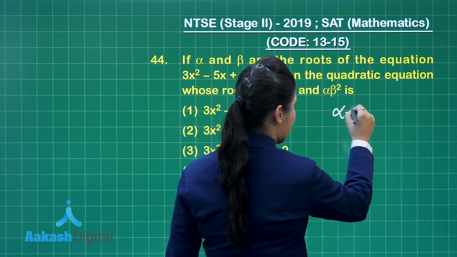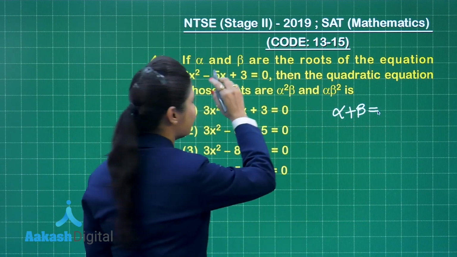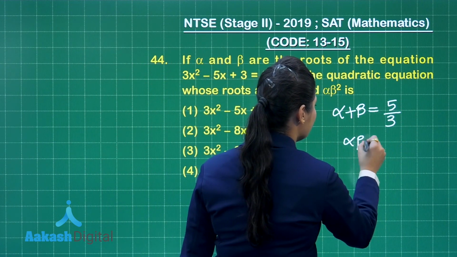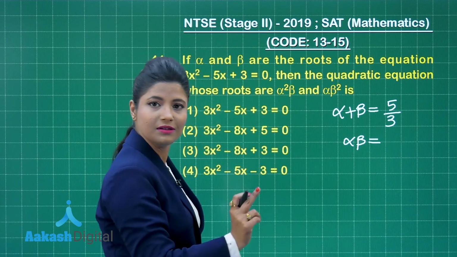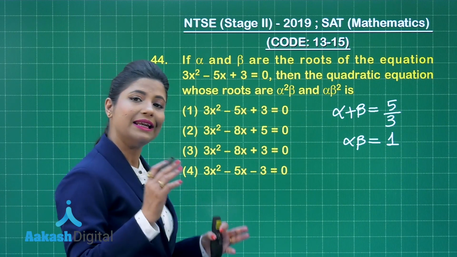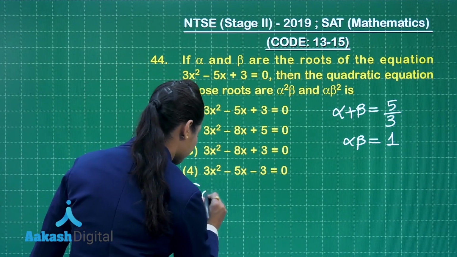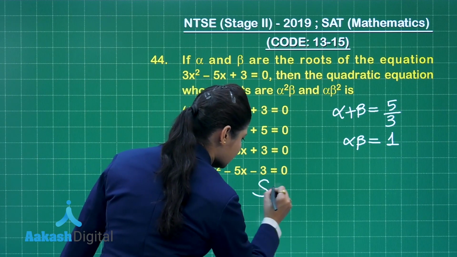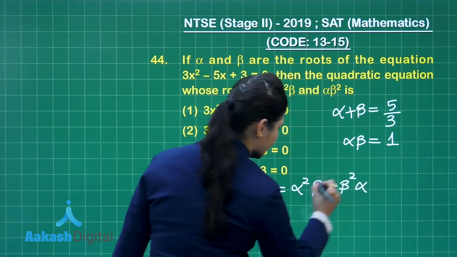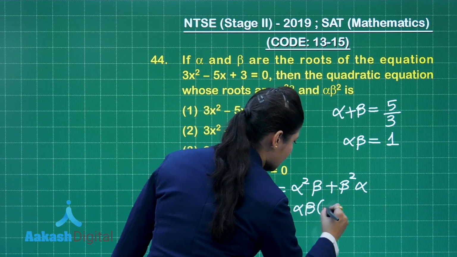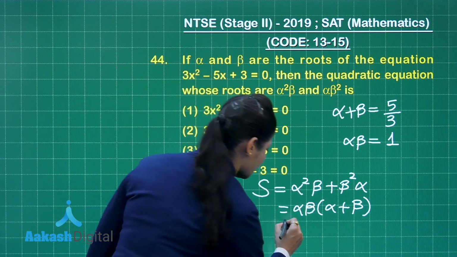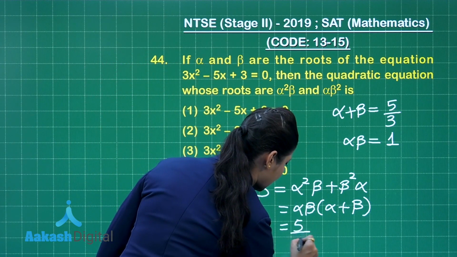So, the sum of roots alpha plus beta will be definitely equal to minus b by a, that is 5 upon 3 in this case, and alpha into beta will be c by a, that is 3 upon 3 equal to 1 in this case. So, for obtaining the quadratic equation, I need the sum of roots and product of the roots. So, in this case, if I want to get the sum of roots, that is alpha square beta plus beta square alpha, this will be given by alpha beta into alpha plus beta. So alpha beta is 1, alpha plus beta is 5 by 3. So the sum of roots is clearly equal to 5 by 3.